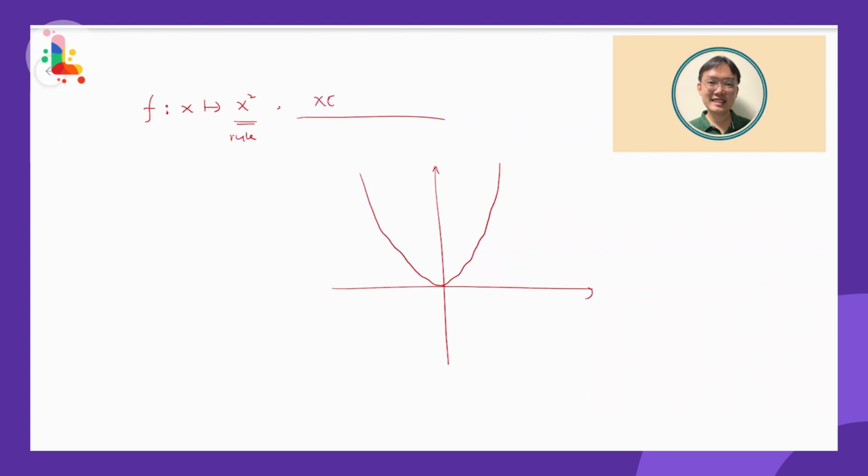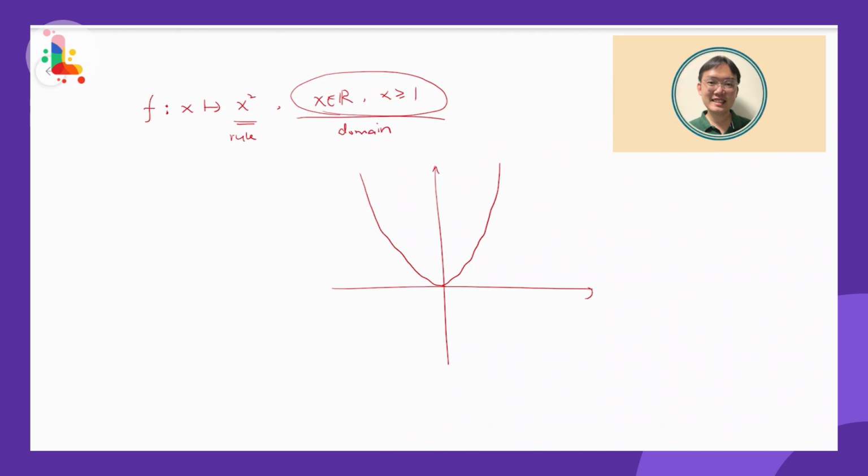So let's say we say x belongs to any real number, but your x must be larger or equal to 1, for example. Okay, so this is what we call the domain of the function. It's the range of your x. It's your input. Your input must be larger or equal to 1. So this one we call the domain of the function.